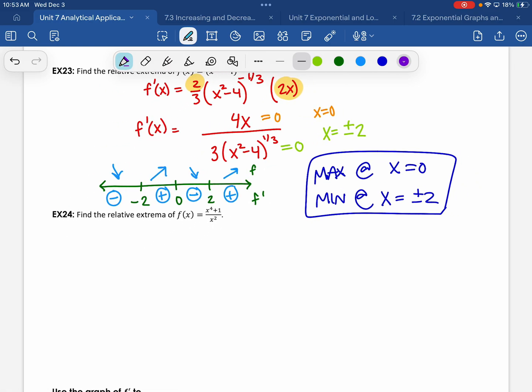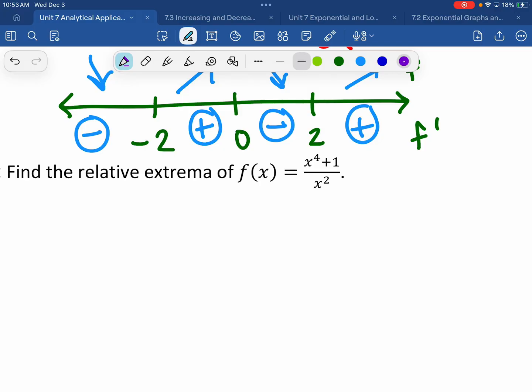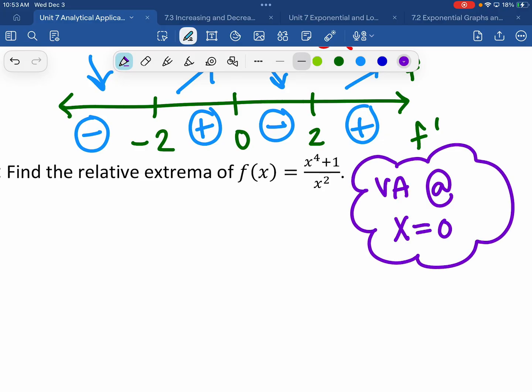All right, last one of these guys. I do want to do a fraction because I want to show you what I mean when I'm talking about the vertical asymptotes. All right, so on this one, I'm like, okay, there's a fraction. That's great. I'm just going to make a note. Where is your vertical asymptote at? At 0. All right, so I'm just going to make a little note to myself that there is a vertical asymptote at 0. It is going to end up being a critical number, but it can't be an extrema because it's an asymptote.